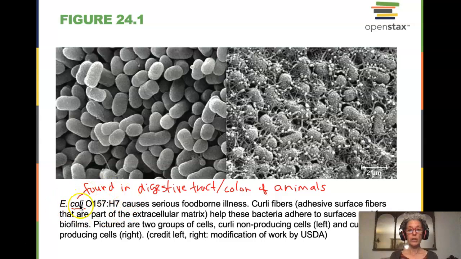This one in particular can cause a hemorrhagic intestinal disease in humans if we ingest these bacteria, typically from undercooked ground beef, but it can also happen with produce that has been fertilized with cattle manure, and if those produce aren't washed properly, then that E. coli can get into our system.